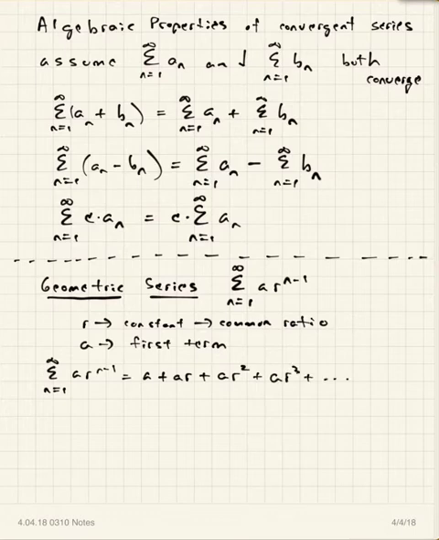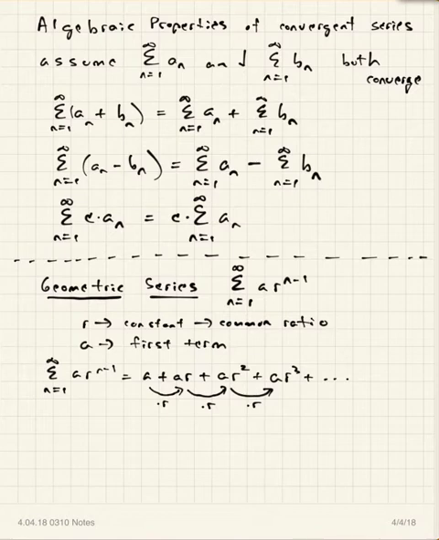So notice that this geometric series is one where the common ratio, that term, comes from the fact that if you divide successive terms, you always get r. In other words, if you just multiply one term by r, you always get the next term. You're always just multiplying by the same number to get from one term to the other. And this is called a geometric series when that happens.